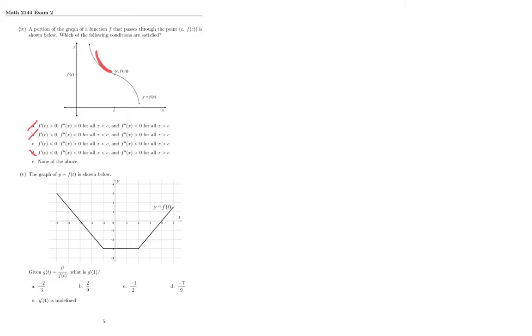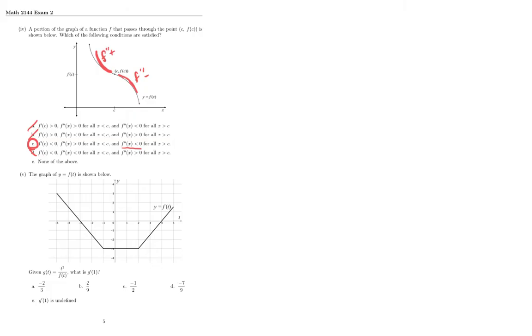And f double prime is less than 0 for all x greater than c. So f double prime being less than 0 means that f is concave down. And so f double prime is positive, and here f double prime is negative. So the correct answer is C.